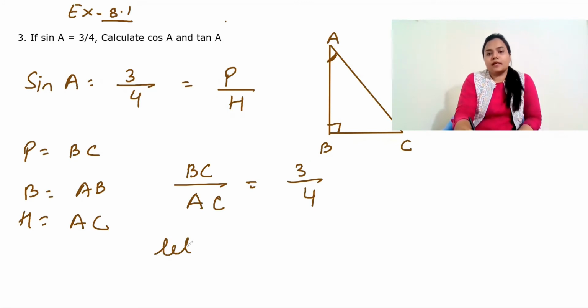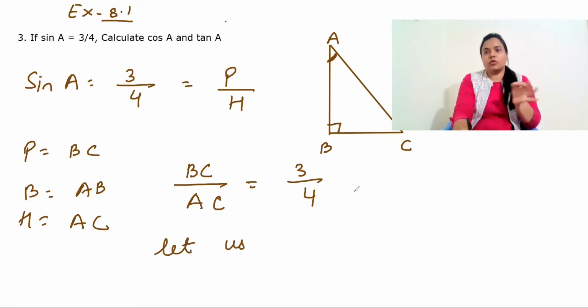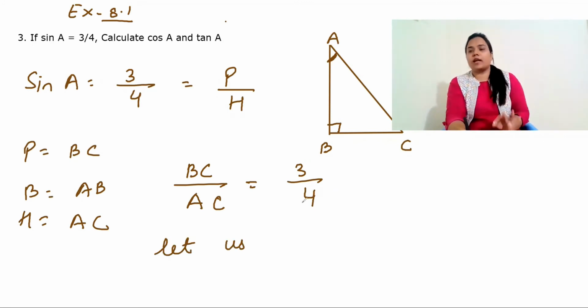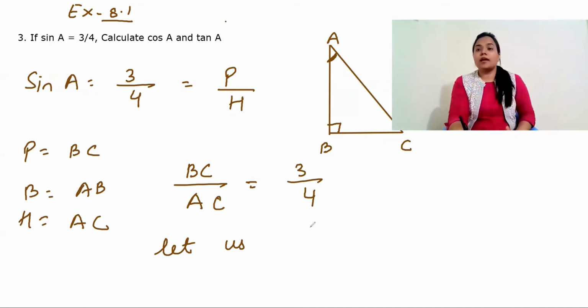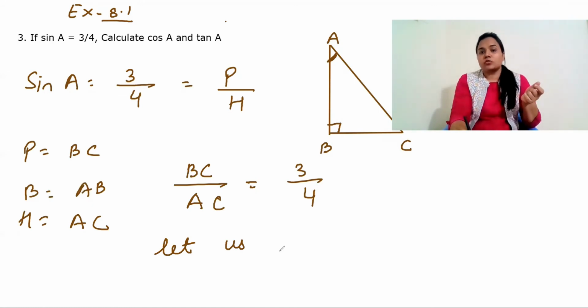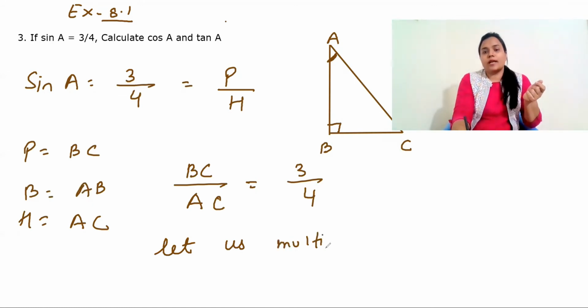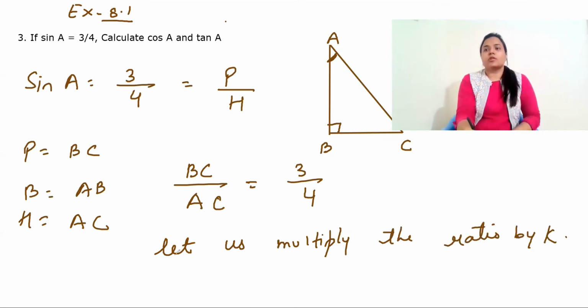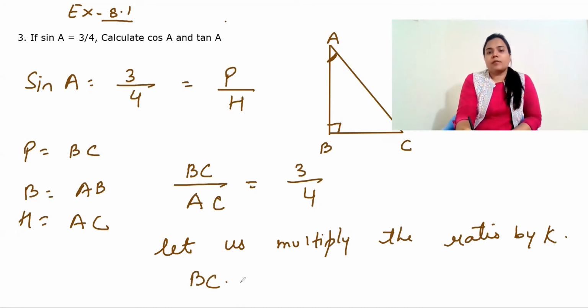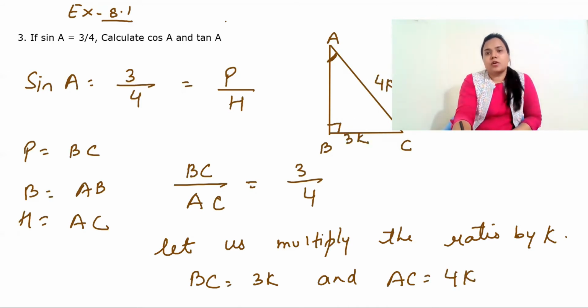Let us multiply the ratio by a constant, and we know that these are t ratios, this cannot have any units. So whenever there is any ratio question, we multiply it with any constant value. So let us multiply this ratio by k. So in that case, BC will be equal to 3K and AC will be equal to 4K.